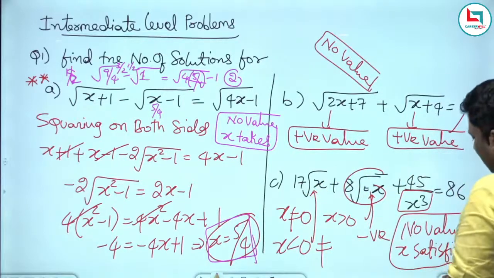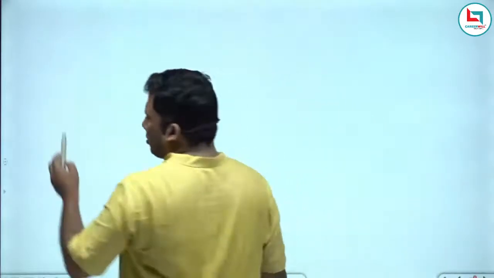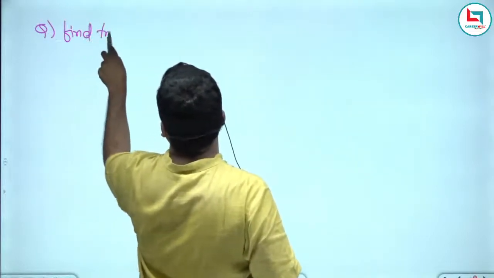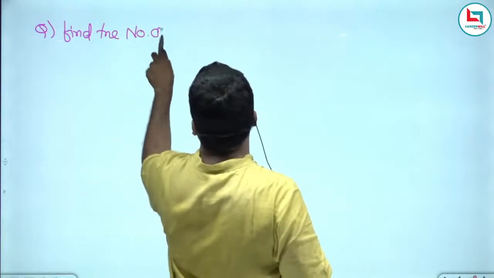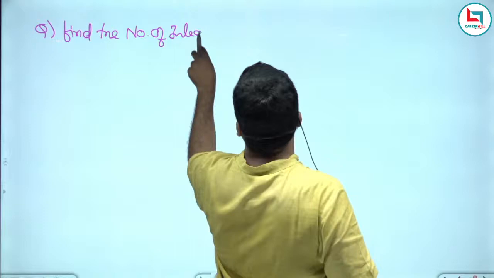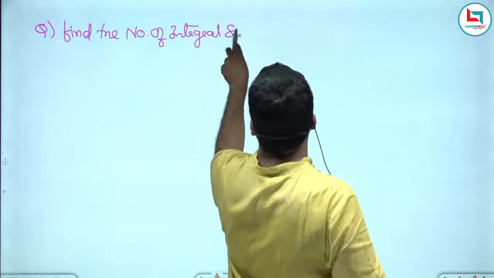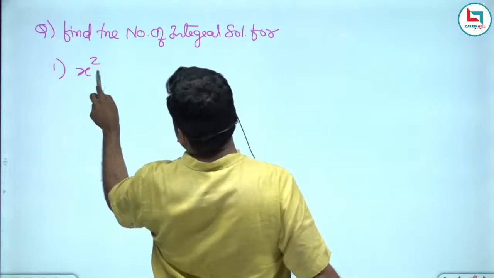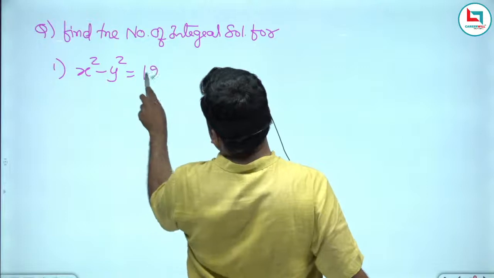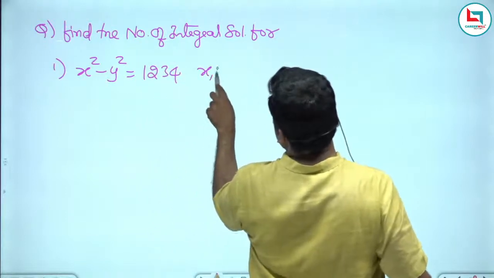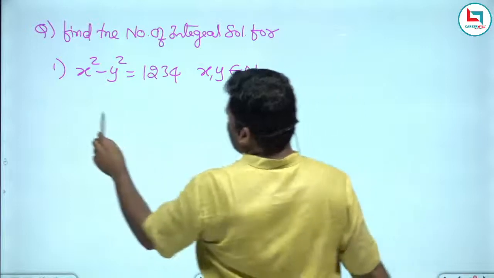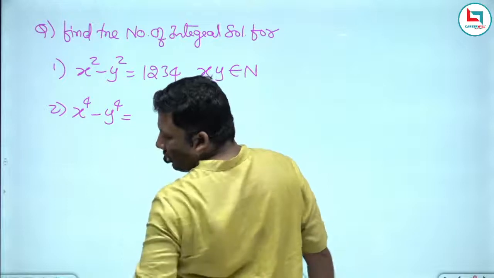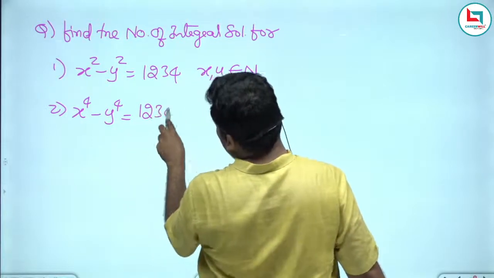Second one, these kind of questions you will not find in any of the regular textbooks. Pay attention to each and every concept. Find the number of integral solutions for another model. x square minus y square equivalent to 1234, x and y are natural numbers. Second one, x power 4 minus y power 4 equivalent to 12358.